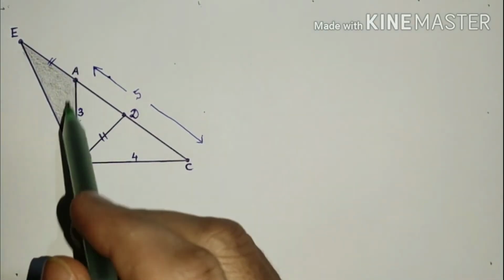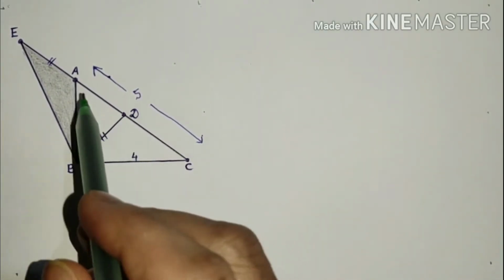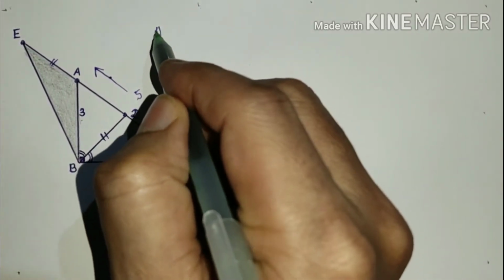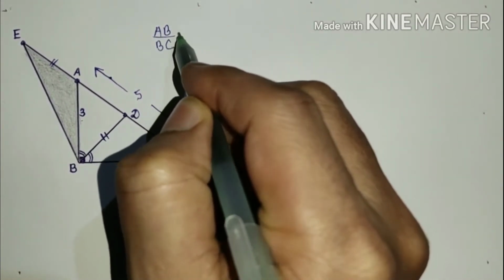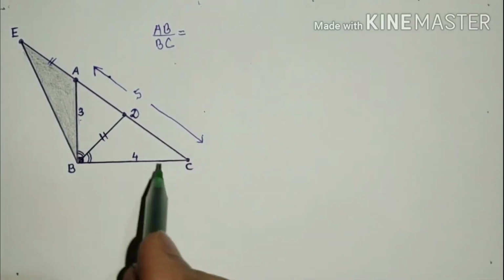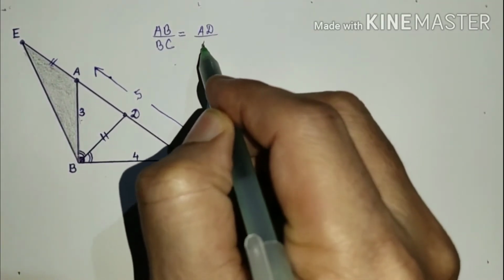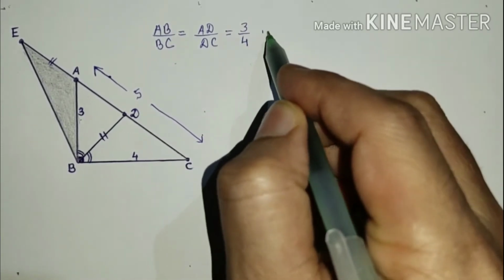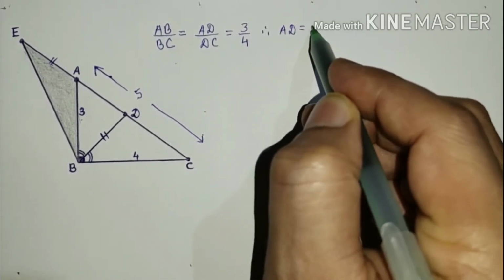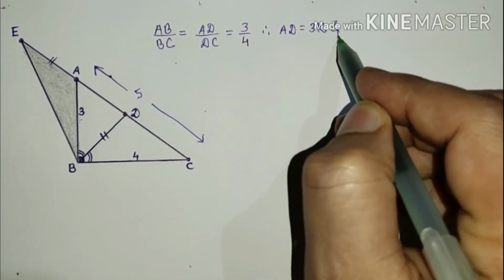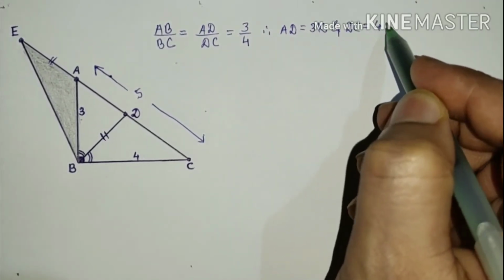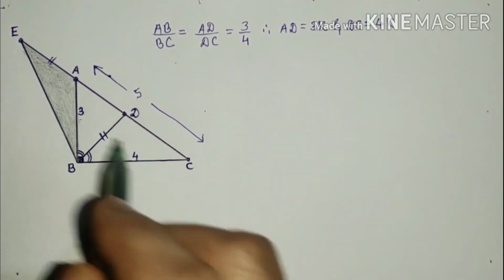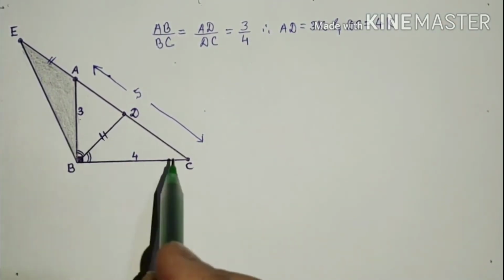And by angle bisector theorem, since BD bisects angle B, AB upon BC is equal to AD upon DC, but AB upon BC is equal to 3 by 4. We can say that AD is equal to 3K and DC is equal to 4K, where K is any ratio constant. But whole AC is 5 centimeter, and that can be rewritten as AD plus DC.